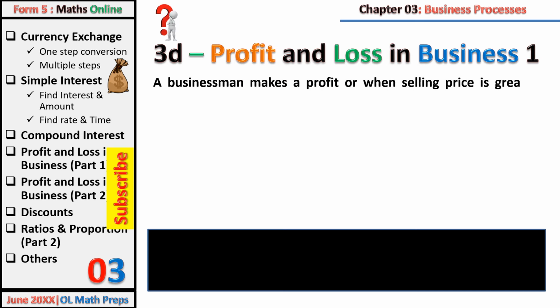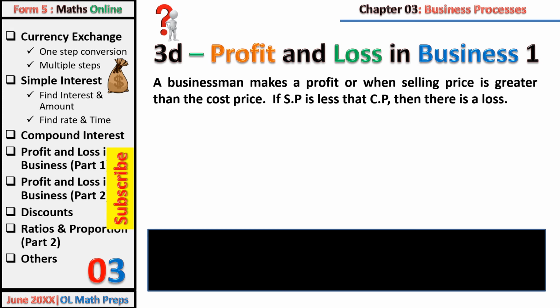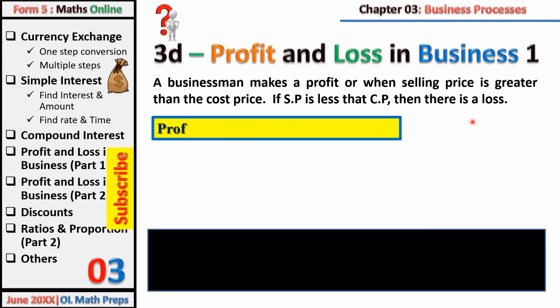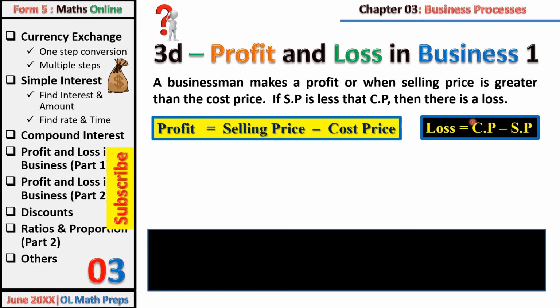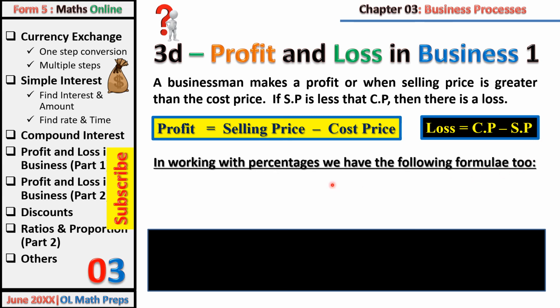So a businessman makes a profit, or when selling price is greater than the cost price, we say a profit has been made. However, if the selling price is less than the cost price, then there is a loss. And we recall that profit is equal to selling price minus cost price. Loss is equal to cost price minus selling price. In working with percentages, we have the following formulae.